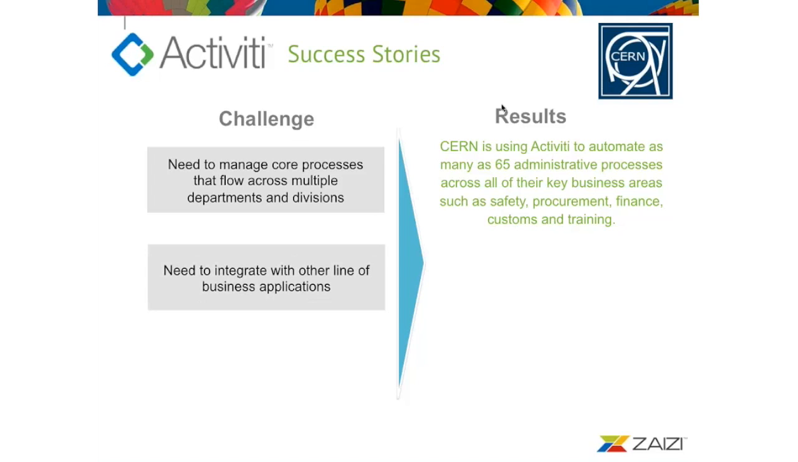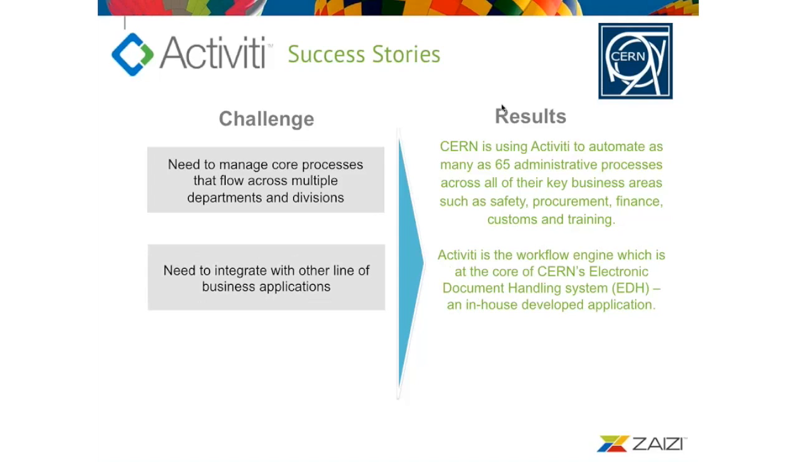So what they did was they integrated the Activiti process engine together with one of their line of business applications, which they called EDH, their electronic document handling system, and Activiti forms the backbone part of that. This EDH system is actually an in-house developed application, and doesn't use any of the standard Activiti forms technologies. The issue that CERN have is that creating new forms for the system takes them much longer than it takes to build new processes. So they're looking at some of the new technology that is coming out with Activiti for form building.